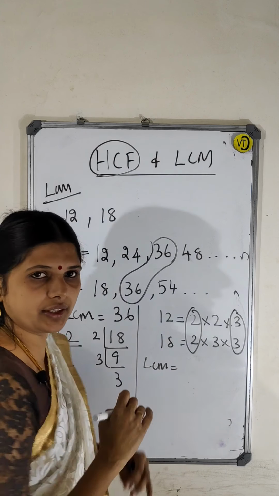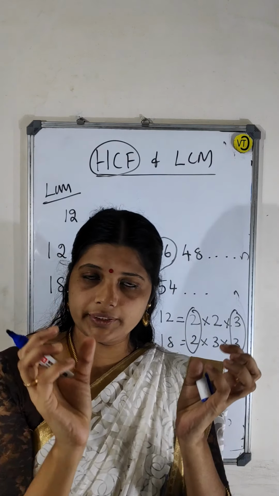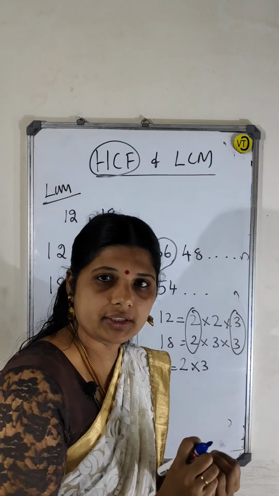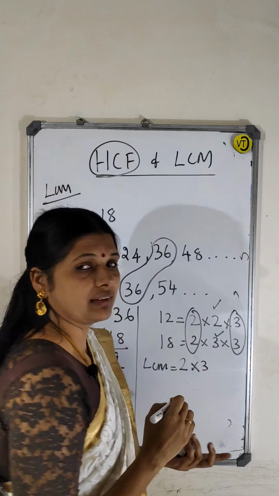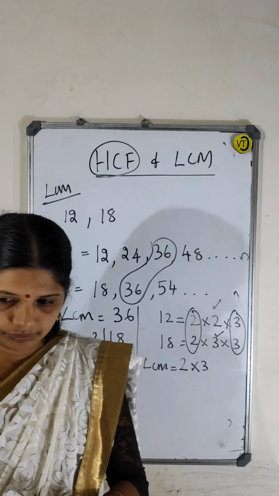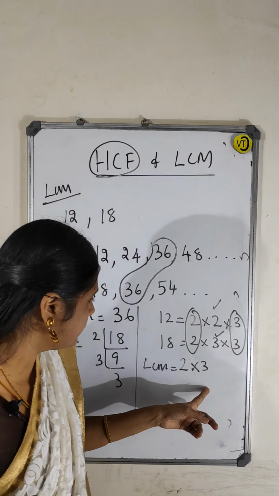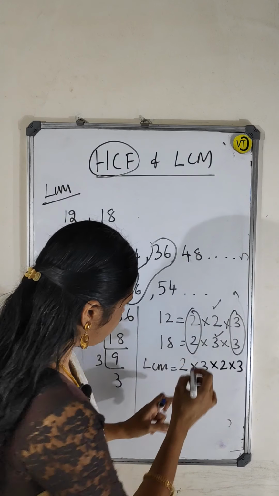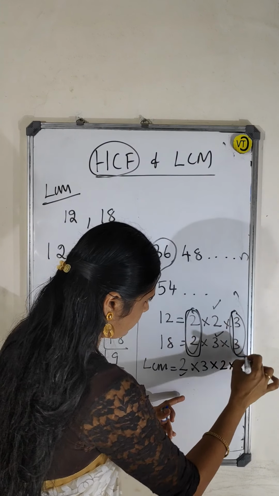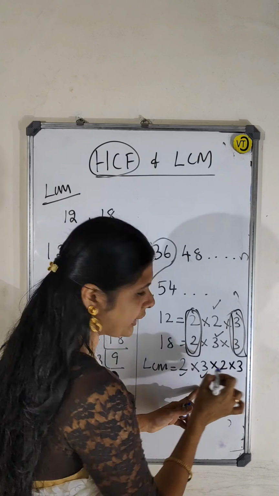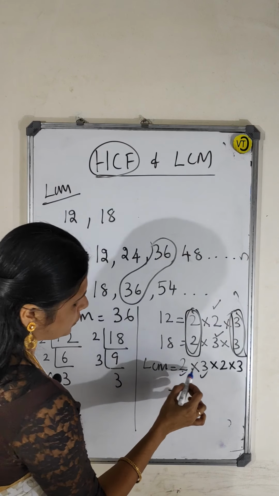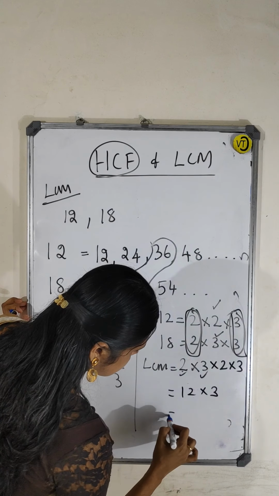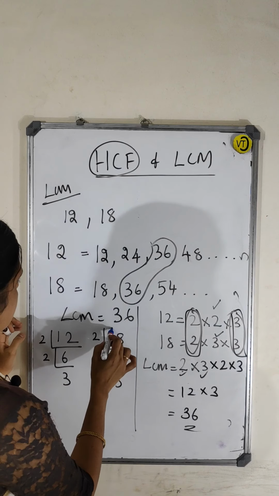LCM, how can you find it? First of all, you have to pull out the common things. I am pulling out all the common things. The remaining ones are also included in the LCM. Now 2 into 3. See, for this common 2, 1, and this common 3, 1, this 2 and 3 I have included. Now you check. 2 threes are 6, 6 twos are 12, 12 threes are 36. So 36, here also I got it.